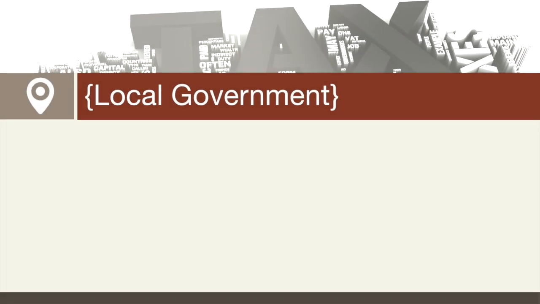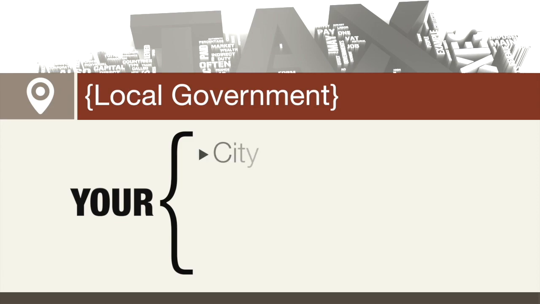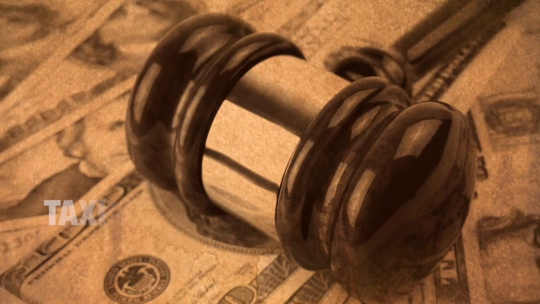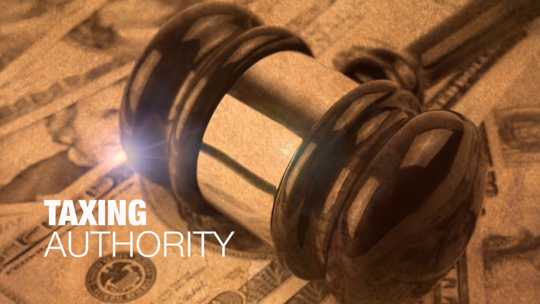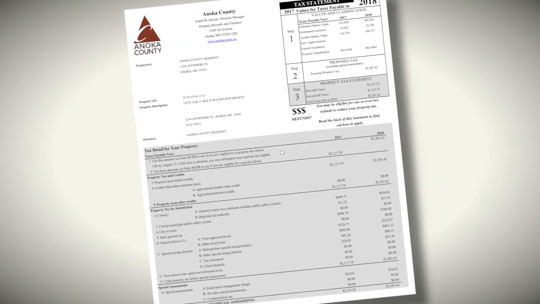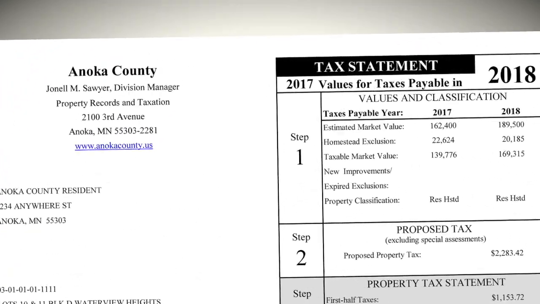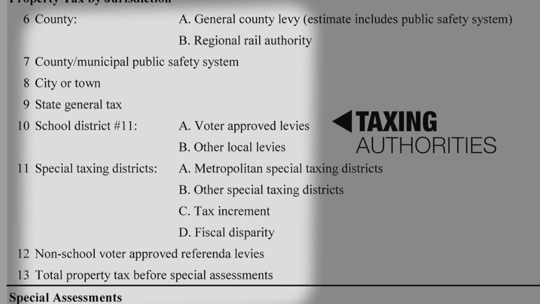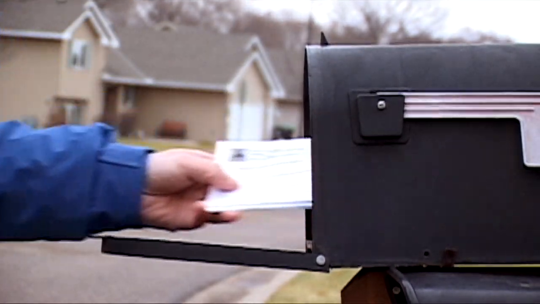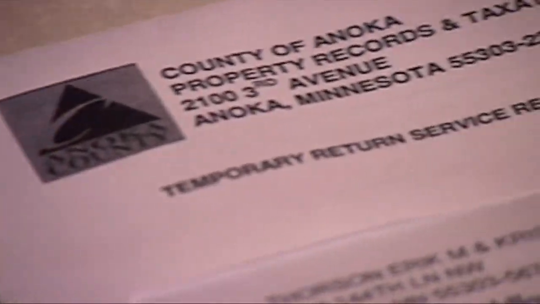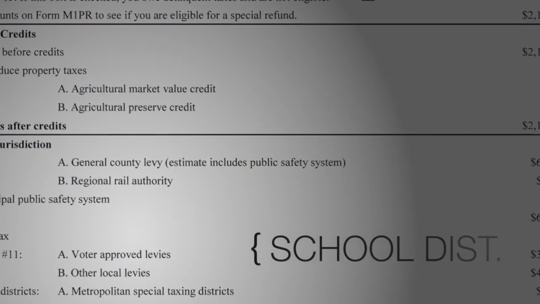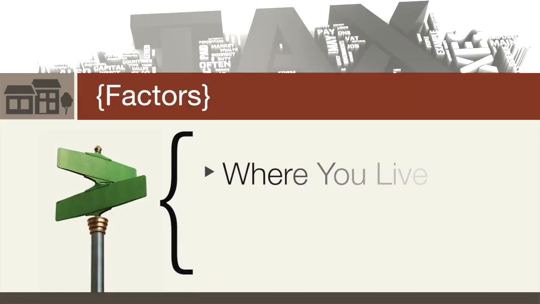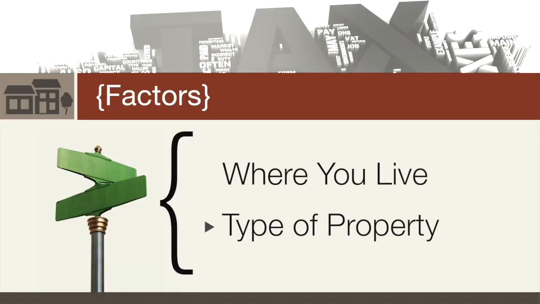The term local government refers to your city, county, school district, and any other entities that have been given taxing authority by law. If you take a look at your property tax notification or statement, you'll see that it lists a whole host of taxing authorities. The county sends these notices on behalf of those taxing authorities, including your city, school district, the state, and several others depending on where you live and the type of property you own.